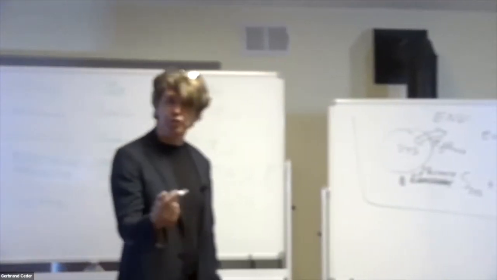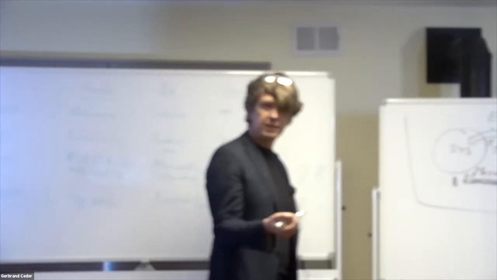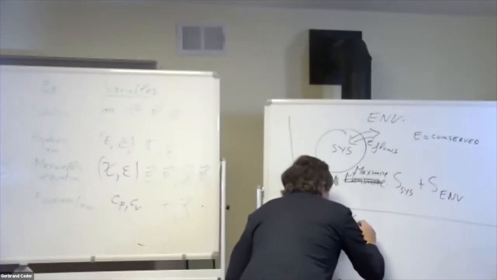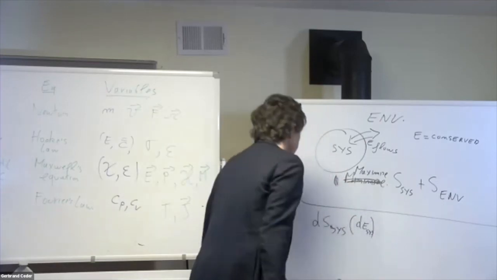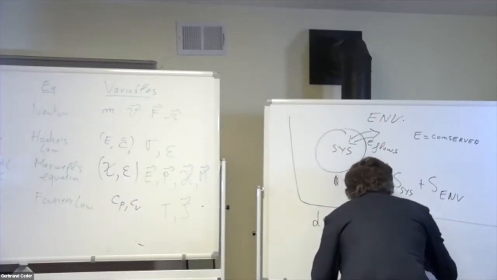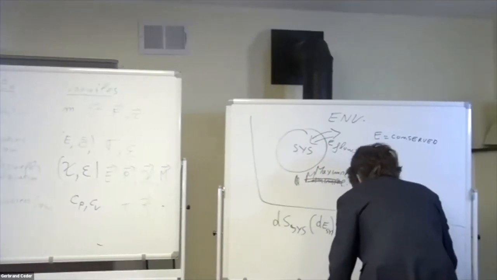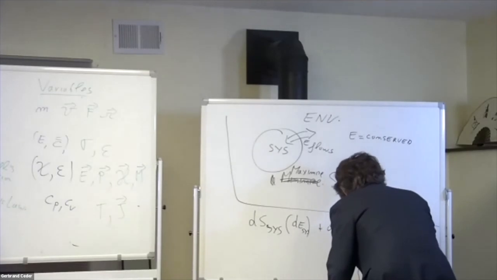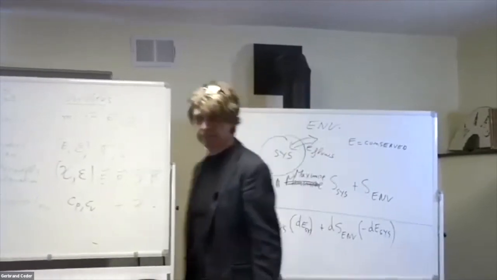And so basically, how would you solve this? What you would want to do is calculate dS of the system as a function of dE of the system, and then plus dS of the environment as a function of dE of the environment, but this is minus dE of the system because you have energy conservation.